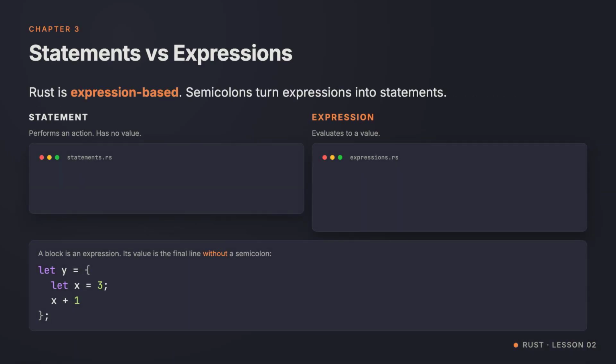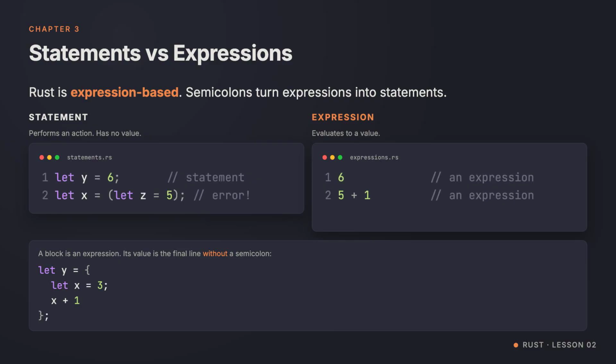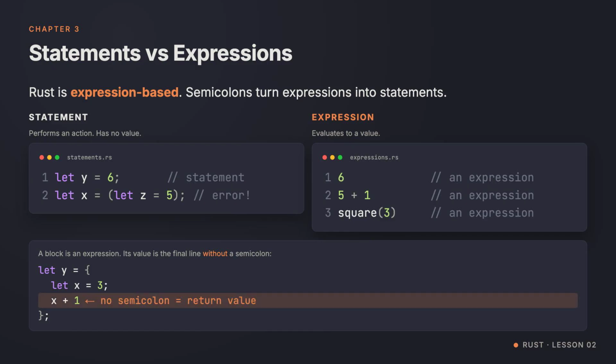Here's a concept that trips up newcomers to Rust. Rust is an expression-based language, and the distinction between statements and expressions matters. A statement performs an action but does not return a value. The line let y = 6 is a statement. It binds a value, but the statement itself has no value.